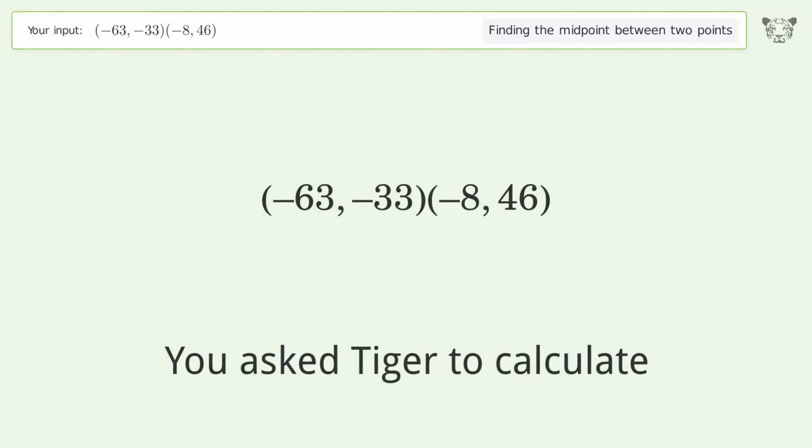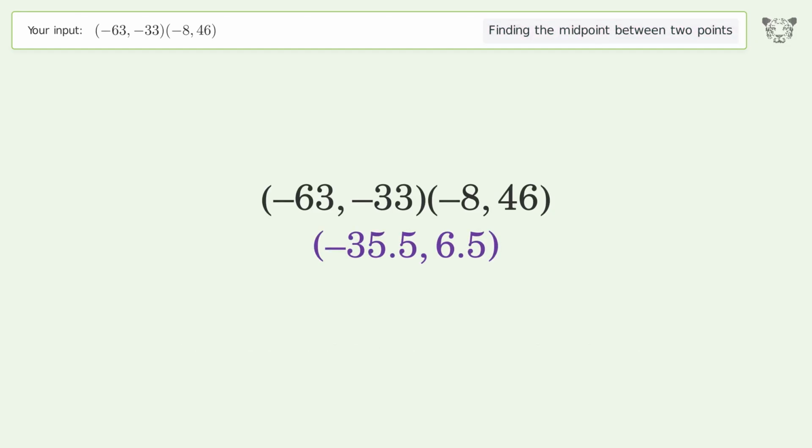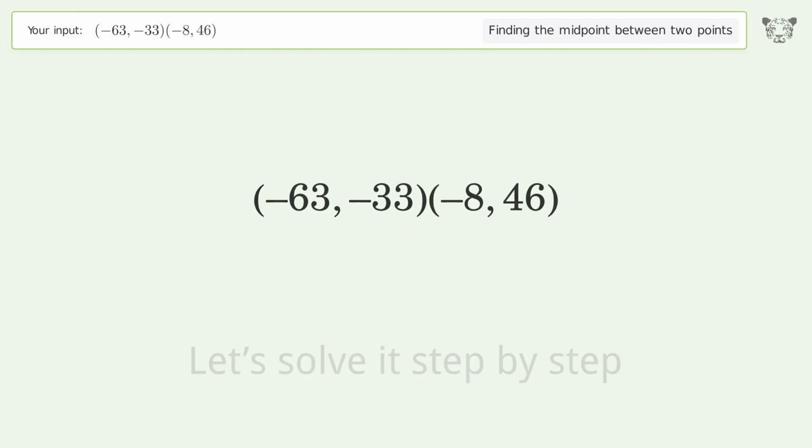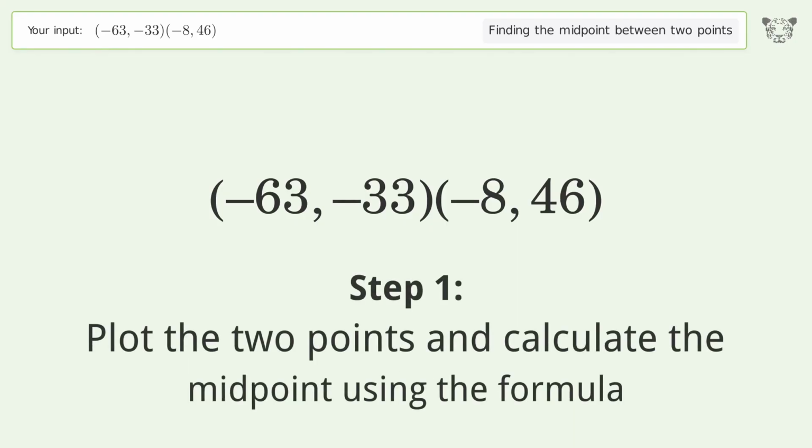You ask Tiger to calculate. This deals with finding the midpoint between 2 points. The midpoint between the 2 points is negative 35.5, 6.5. Let's solve it step by step. Plot the 2 points and calculate the midpoint using the formula.